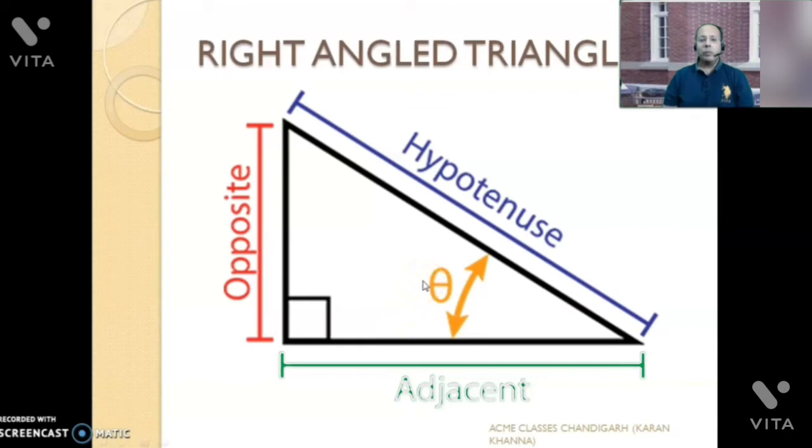If we are looking from the perspective of the angle theta in the triangle, then the side opposite to this angle will be the perpendicular, and the side adjacent to this angle will be the base. So we try and avoid using the words perpendicular and base in trigonometry. We rather use the words opposite side and adjacent side, wherein the opposite side represents the perpendicular and adjacent side represents the base.